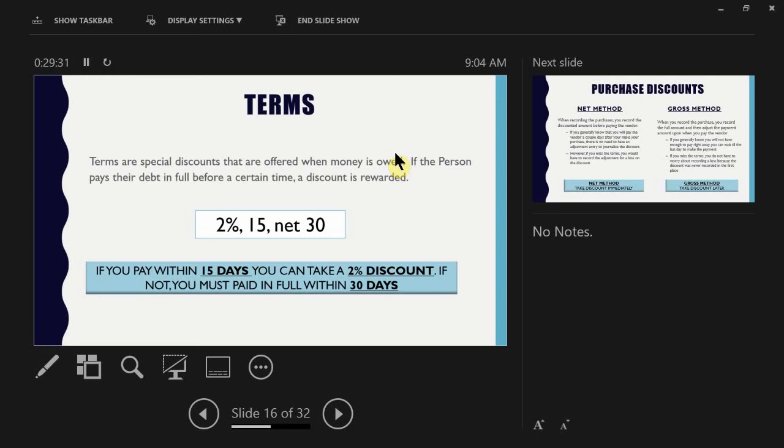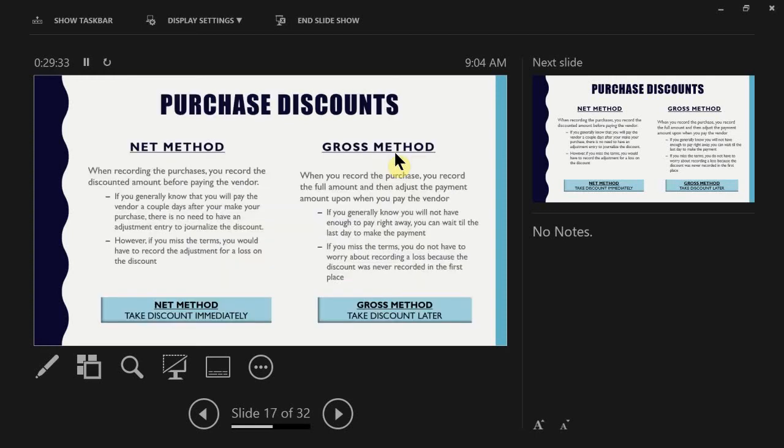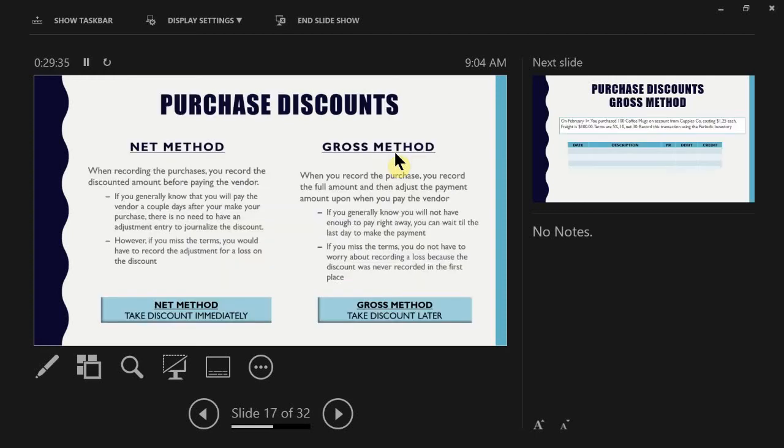All right? Now, we're going to go ahead and apply it to how we actually understand it. Now, there are two methods under the purchase discount. There's the net method, and then there is the gross method. Net method is pretty much straightforward, meaning that you're going to take the discount now, immediately, okay? And we'll understand this in a second.